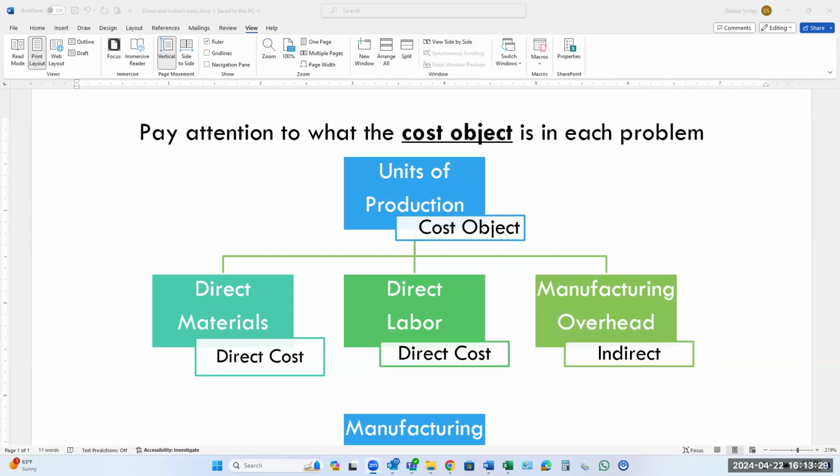With direct costs, it means you can trace that cost directly back to whatever the cost object is. So if I were talking about units of production, and that is my cost object, then direct materials, well, that's direct. I can trace that directly back to a unit. Direct labor, that is also direct. I can trace that directly back to a unit of production. Manufacturing overhead, that is by definition an indirect cost. So for units of production, that is going to be an indirect cost.